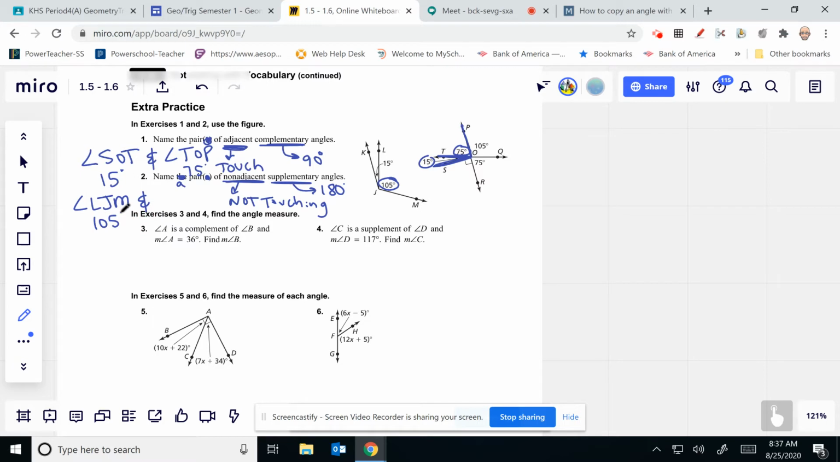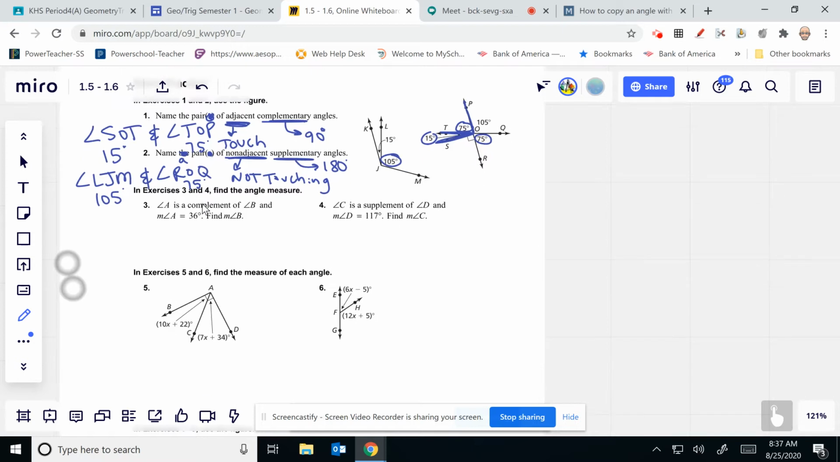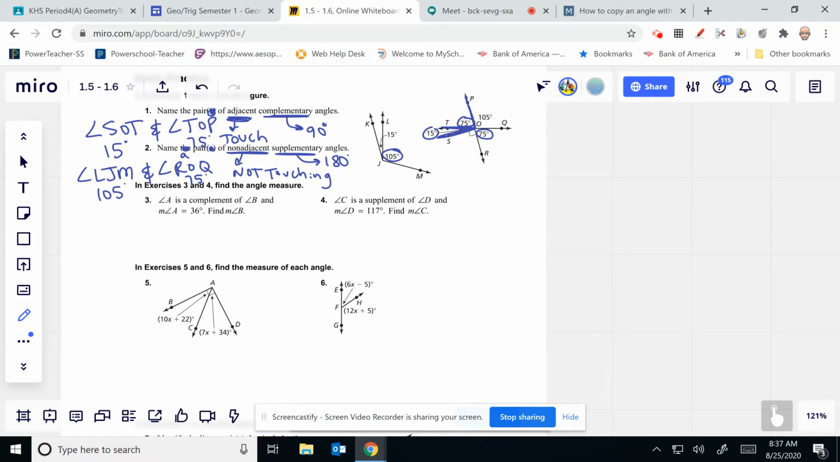So I need an angle that makes that add up to 180. So I need a 75-degree angle. I could use TOP again if I wanted to, because that was 75. But I might as well use this other 75 since I haven't used it yet. So angle ROQ would be my 75-degree angle. Those two angles add up to 180, so therefore they are supplementary. They don't touch, but they still are supplementary because they add up to 180. So that would be 1 and 2, just looking at the clues that they give us.